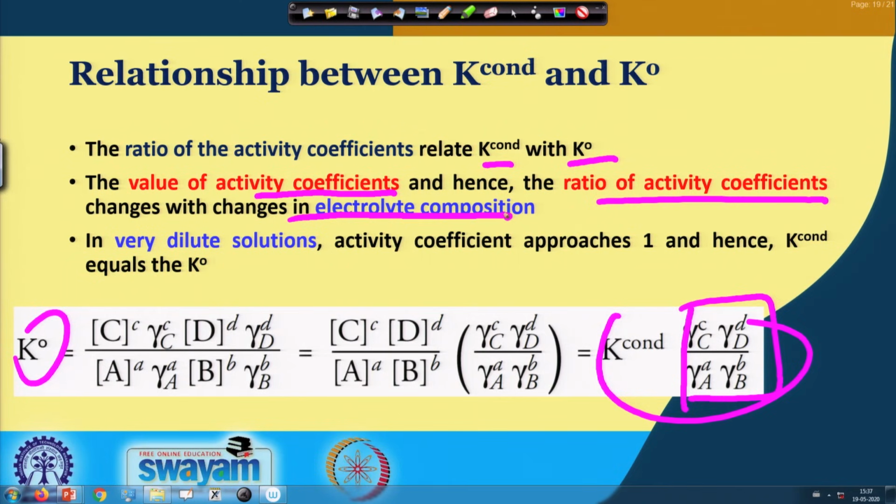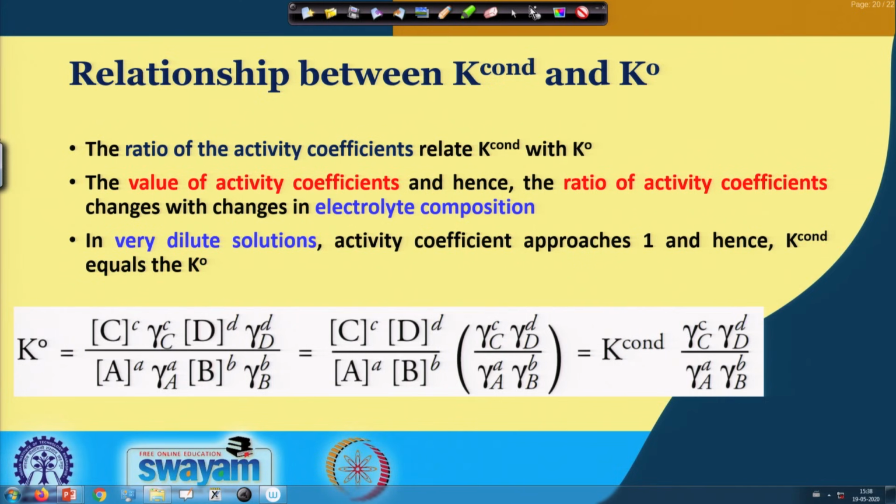In very dilute solution, the activity coefficient approaches 1, so this total fraction approaches 1. Hence, in that condition, the thermodynamic equilibrium constant will equal the conditional equilibrium constant. So, in the case of a very dilute solution, the activity coefficient approaches 1, this fraction becomes 1, then the conditional stability constant and conditional equilibrium constant equal the thermodynamic equilibrium constant.